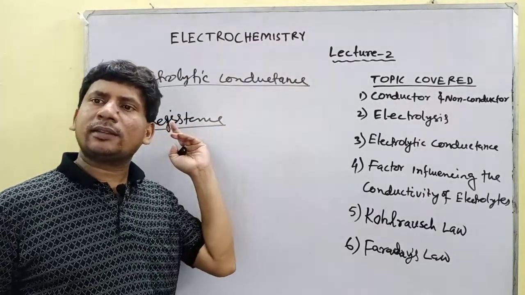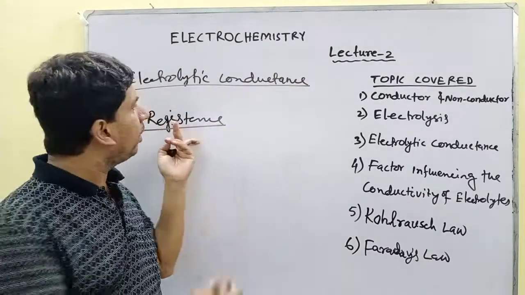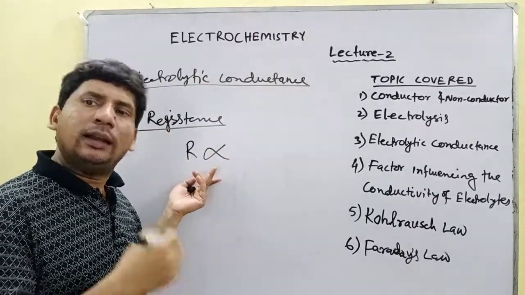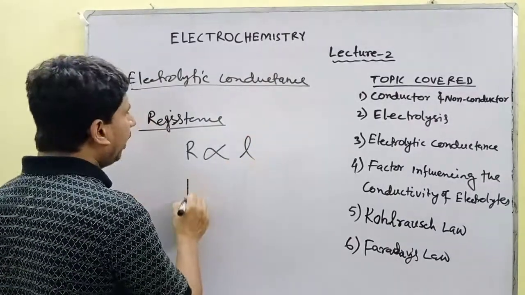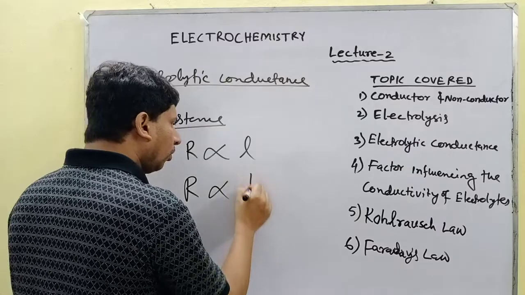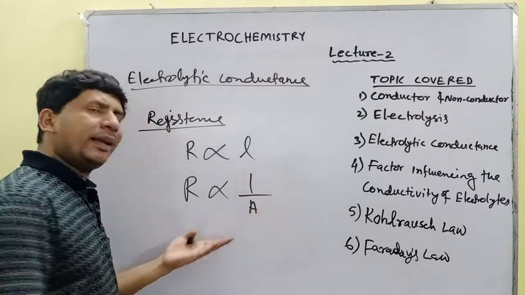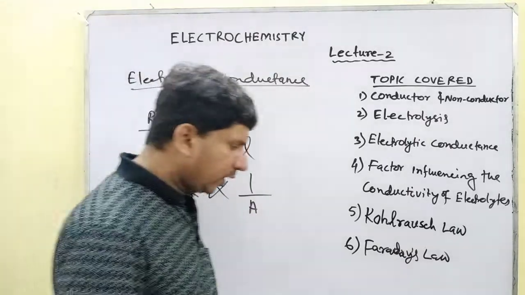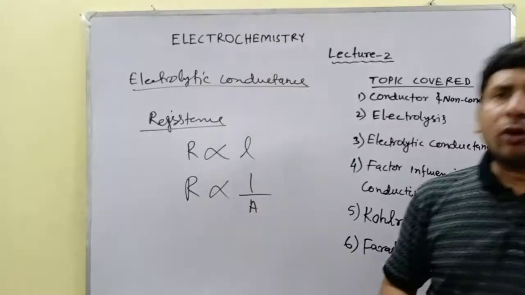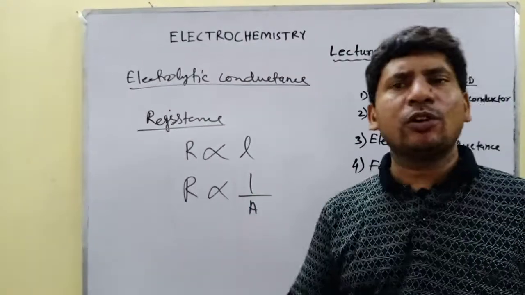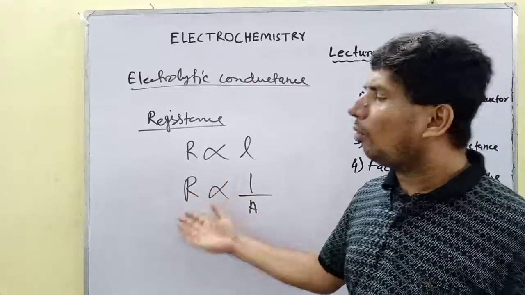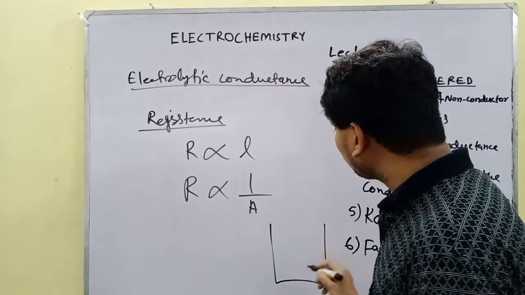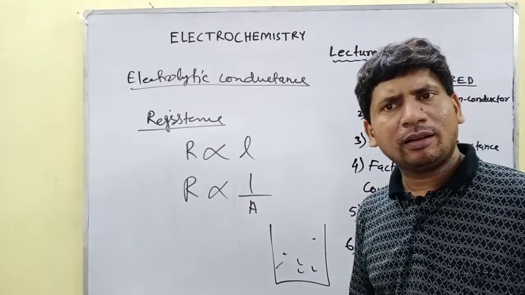Okay, resistance, what is the resistance? The resistance R is directly proportional to the length of the wire, and R is proportional to 1 by A, or inversely proportional to the cross section of the wire. Now if we consider it is an electrolytic solution, then what happens? Then what is the resistance? Is there any wire in an electrolytic solution? If it is a solution, then is there any wire?